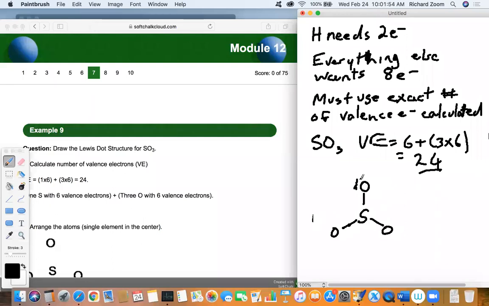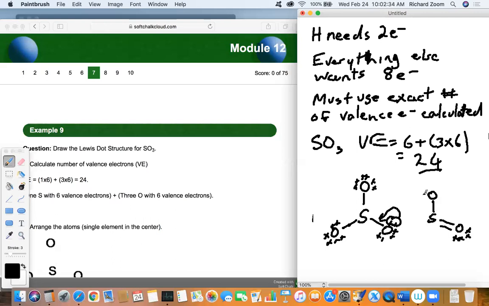The next thing we want to do is make the oxygens happy by putting another 6 electrons around each of them to give the oxygens 8. Remember, this is because everything wants 8 electrons except hydrogen. Now, if I do that, then I have used a total of 24. The problem is that sulfur has only 6 electrons around it. So I have no choice now but to take 2 electrons and have them shared between one of the oxygens and the sulfur and create what's known as a double bond.